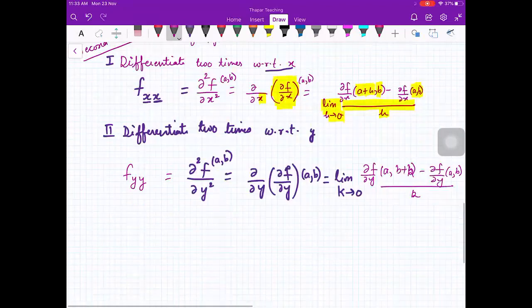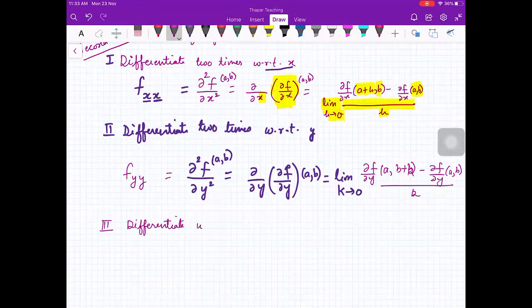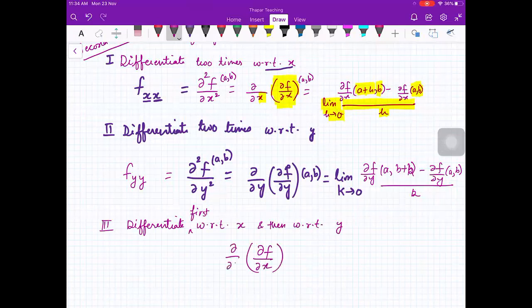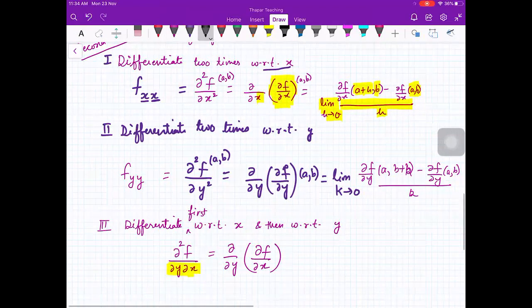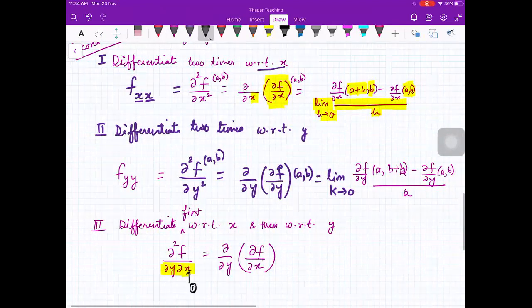Differentiate first with respect to x and then with respect to y. So we denote it with curly 2f, curly y, curly x. The notation should be clear to everybody. If it is curly y, curly x, it means that first you are differentiating with respect to x and then you are differentiating with respect to y.